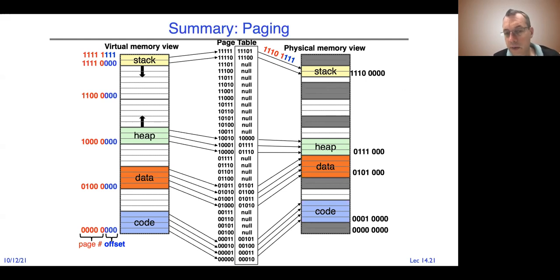And here we are assuming an 8-bit address. The offset is the last 3 bits, so the page size is 2 to the power of 3, which is 8 bytes. And the page number is 5 bits, so you are going to have 2 to the power of 5, 32 entries in the page table at most. On the right-hand side, you again have the physical memory.